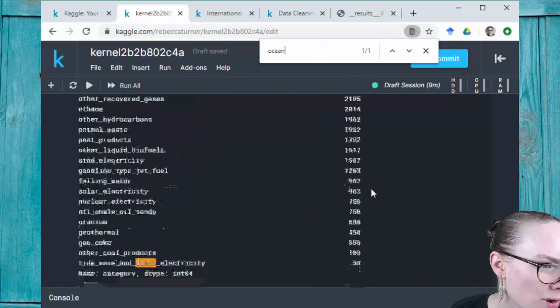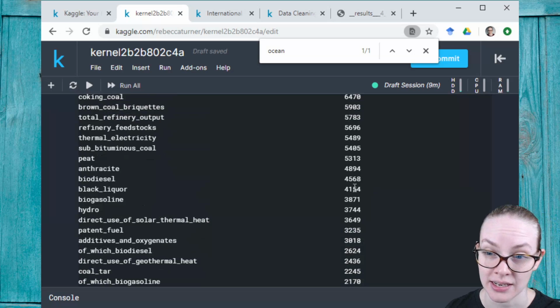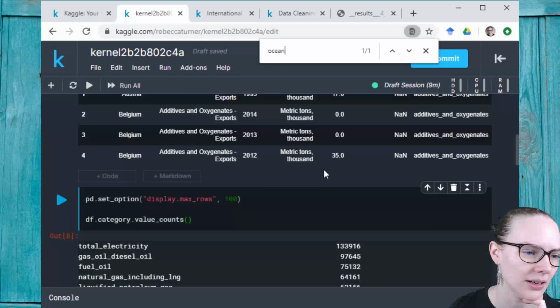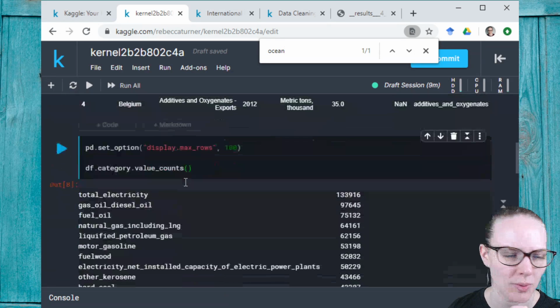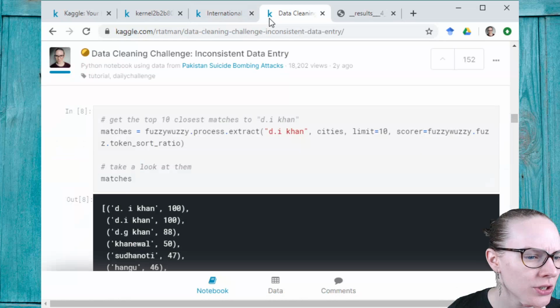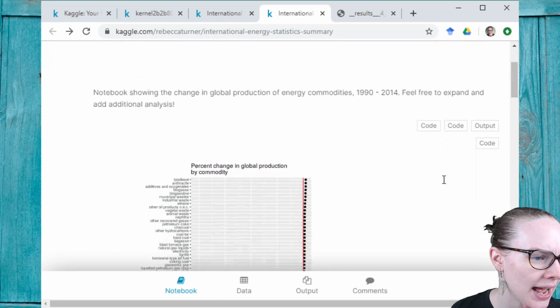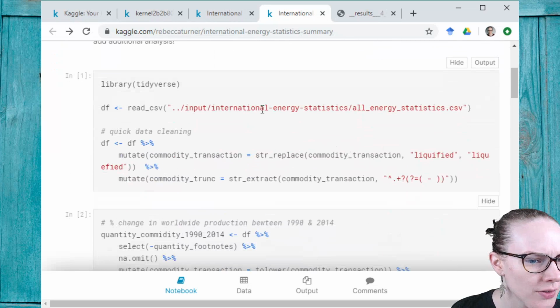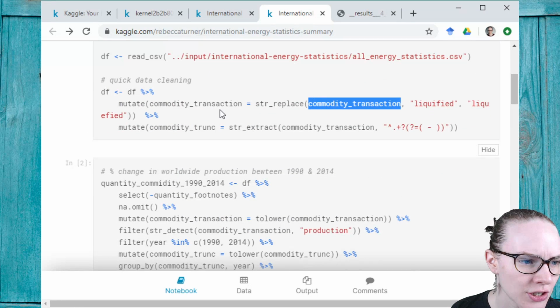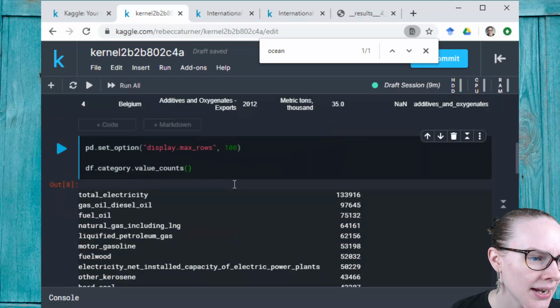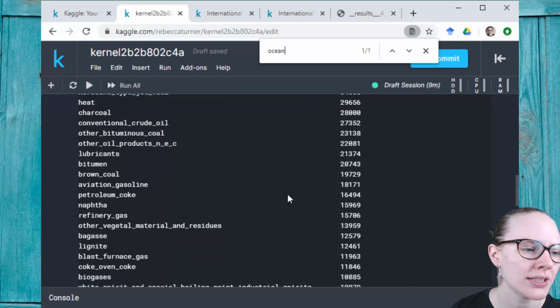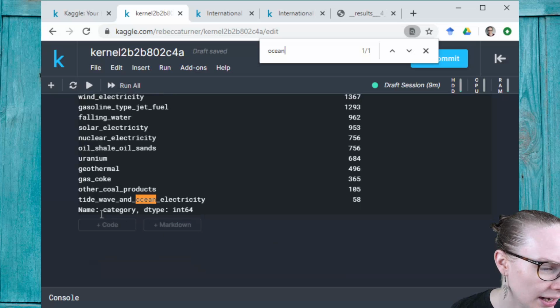All right, so I think category might actually not be that in need of cleaning. I think it might be specifically the column commodity transaction that needs a little bit more work. What did we do? Was it back here? What did we do for our task previously? What column were we using? Commodity transaction. Okay, so we were using commodity transaction. So it looks like category seems to be good. So let's move on from there.